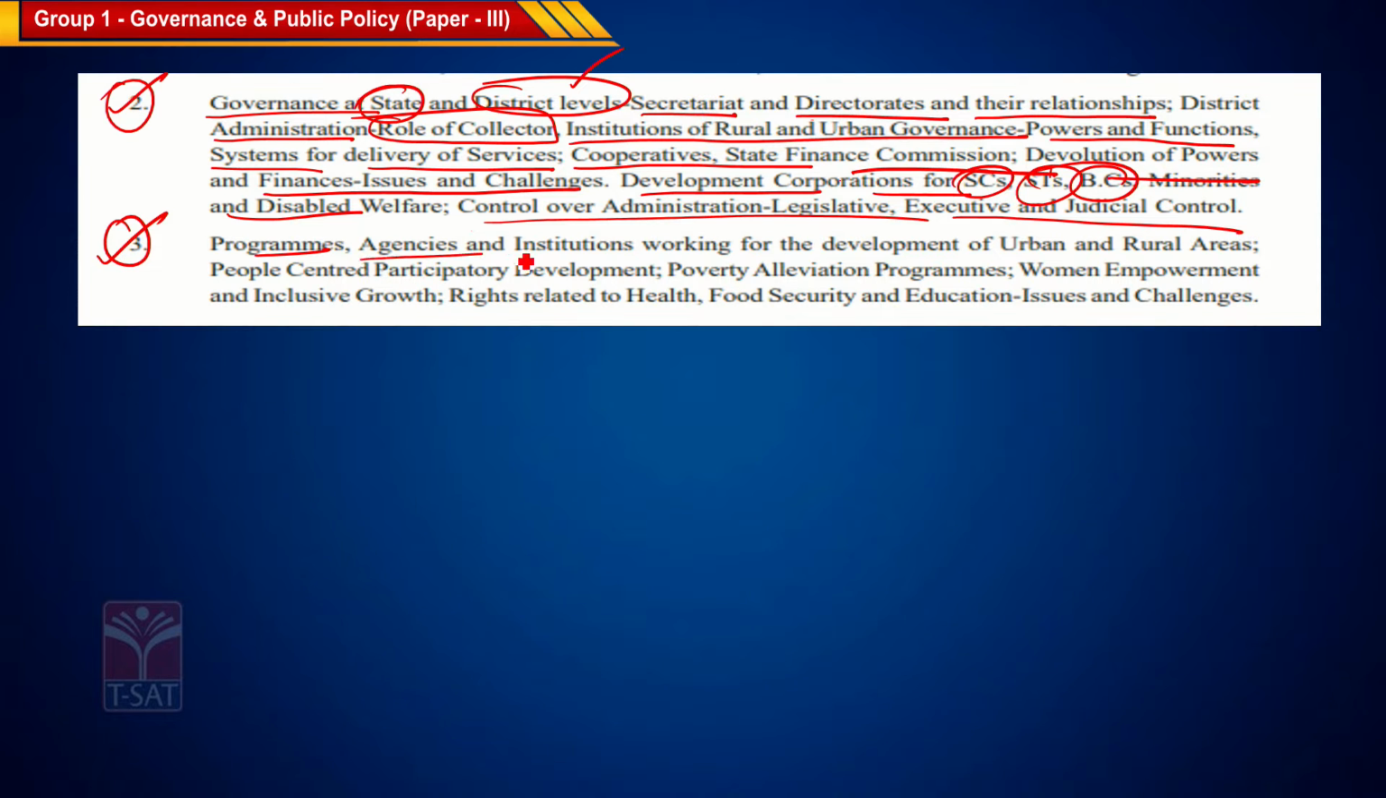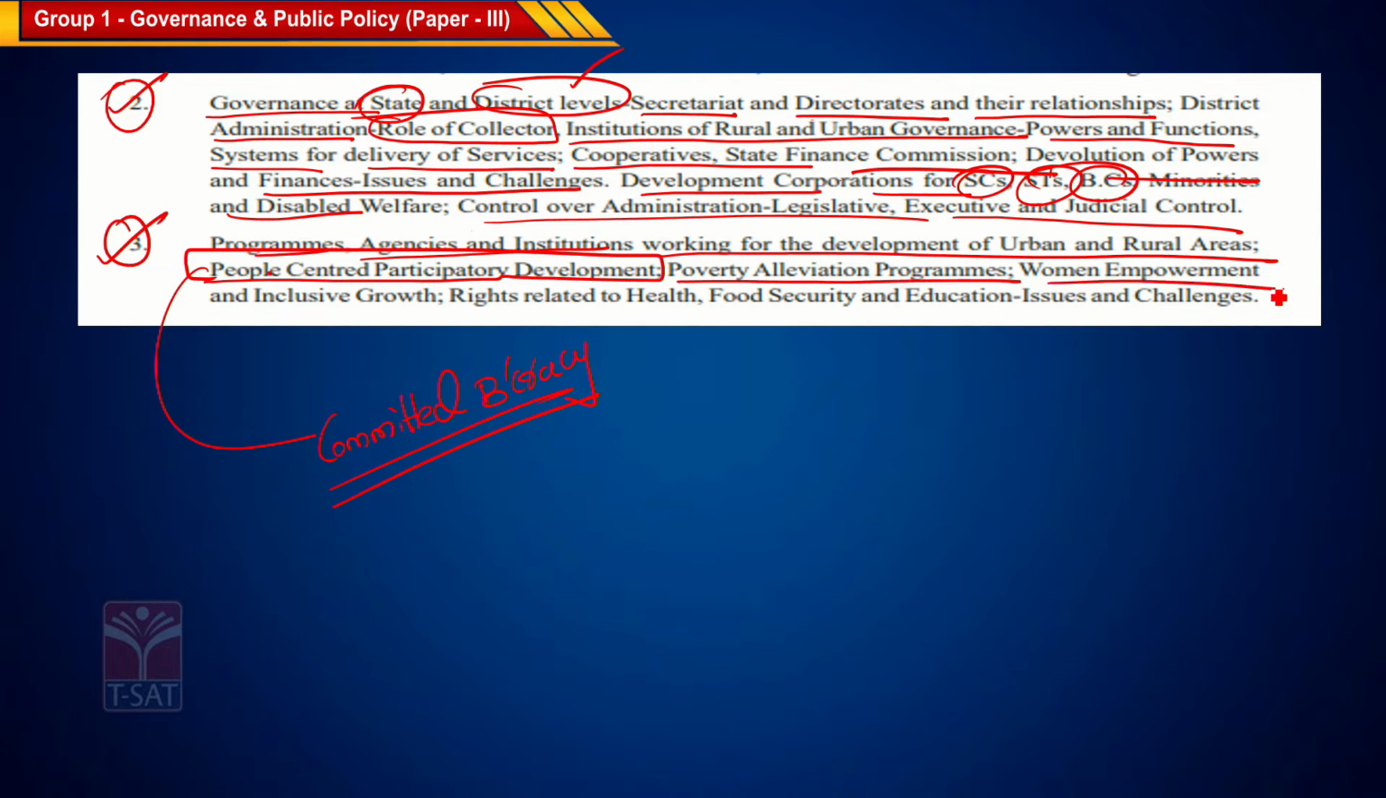Now, if you look at the third chapter: programs, agencies and institutions working for the development of urban and marginalized areas, and people-centered participatory development. Then committed bureaucracy, committed legislature, poverty alleviation programs, women empowerment and inclusive growth, rights related to health, food security, education, issues and challenges. All these are also very, very important. These topics from poverty to issues and challenges will also be covered in your society topic. Everything is interlinked. We need to know how to interlink it. This is also linked to your essay.